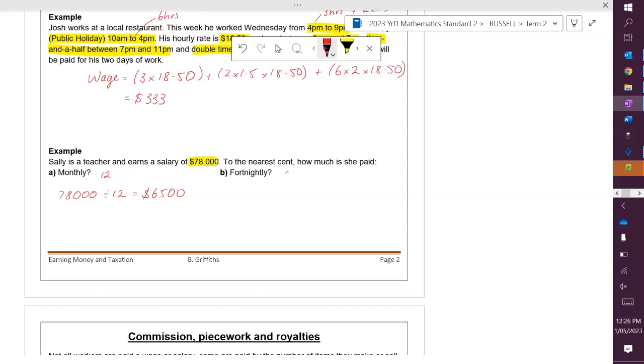We know fortnightly is 26. So same thing, 78,000 divided by 26. That's going to tell us that she gets about $3,000 per fortnight. So we can see that that isn't just half. Okay, we get a little bit different because we know that there are not always 4 weeks in a month.